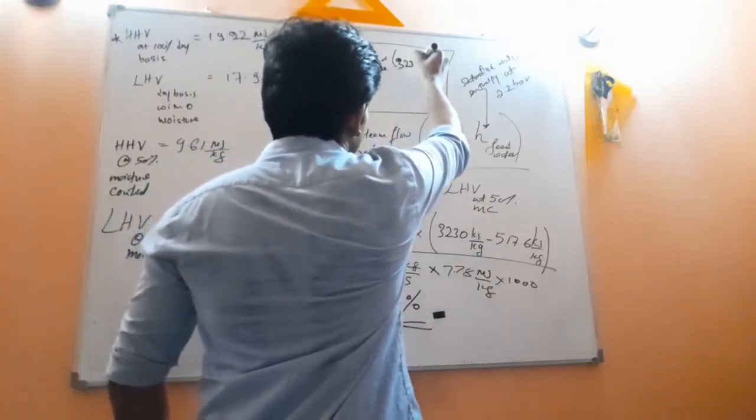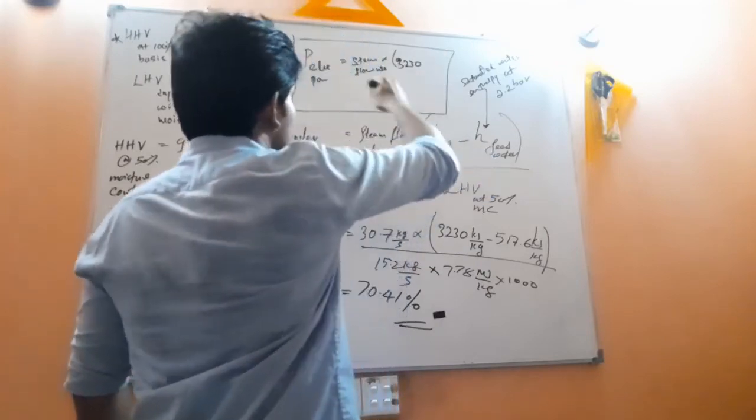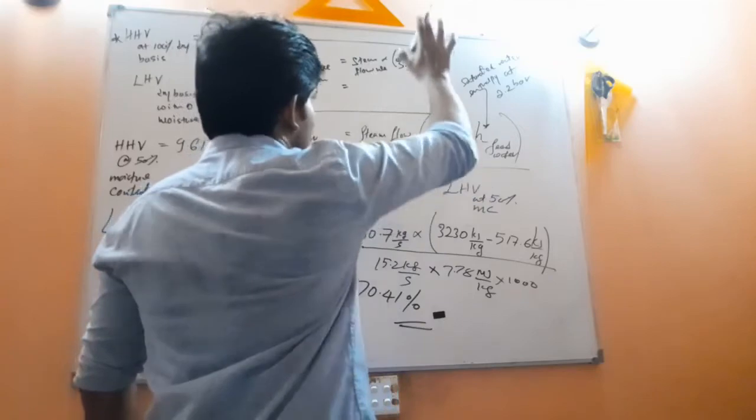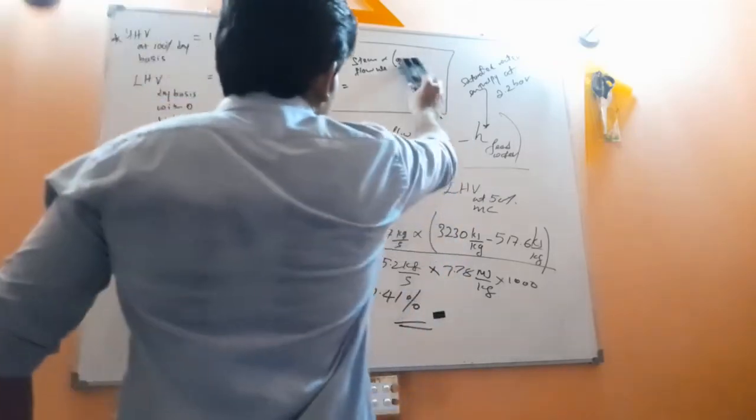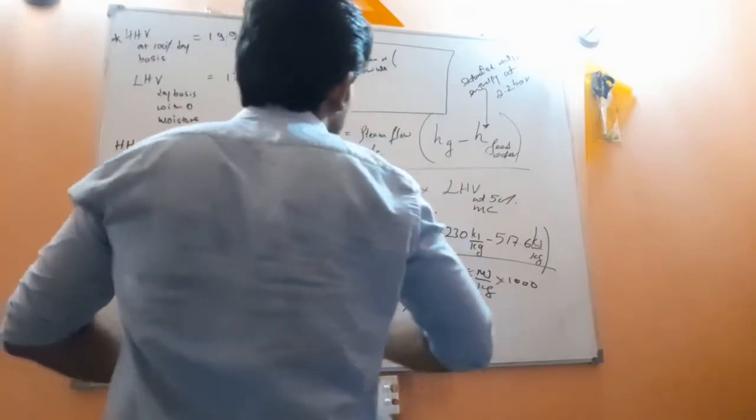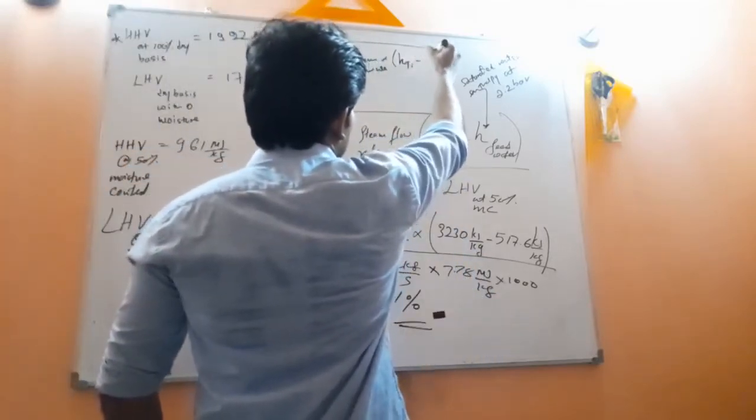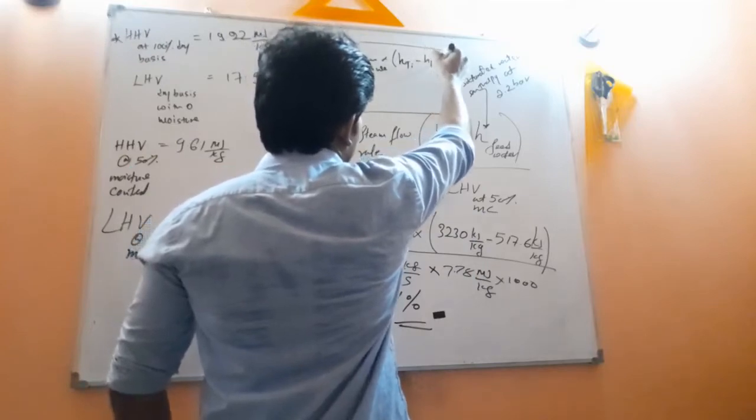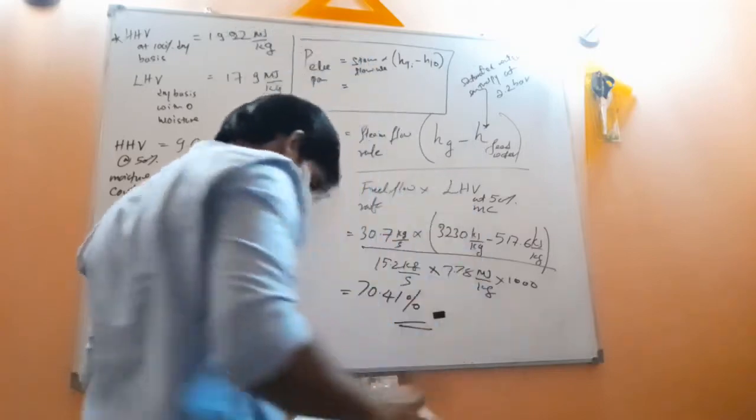3230, right? We'll solve that in the next line. Because this is the equation: enthalpy at turbine inlet minus enthalpy at turbine outlet, or enthalpy at the end of expansion. So what is the steam flow rate there?